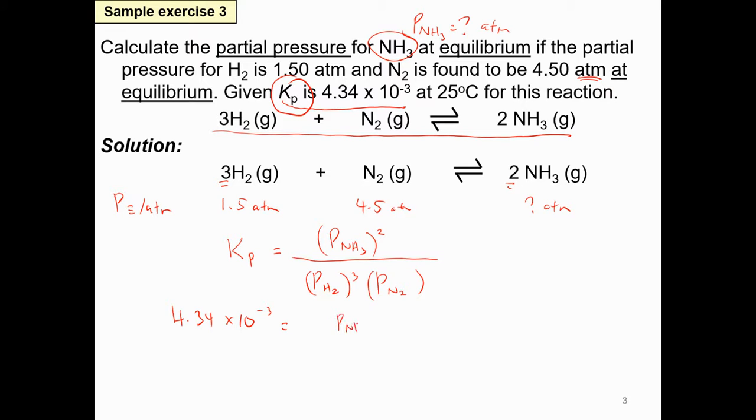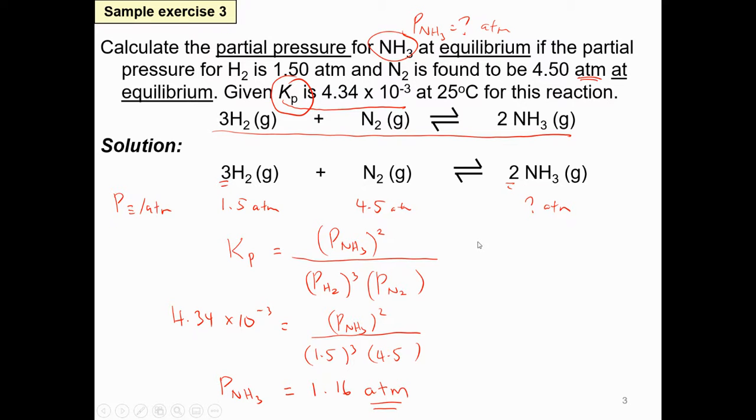Okay, ammonia we don't know. Then we substitute hydrogen and also nitrogen. Okay, now rewrite, square root it, and then you will get partial pressure of ammonia equals 1.16 atm. Okay, so don't forget to give the pressure unit. Okay, so that's all for calculation for equilibrium constant when all the information is given for equilibrium.